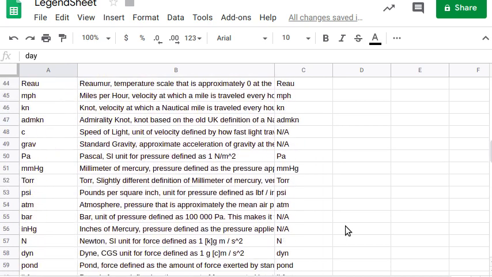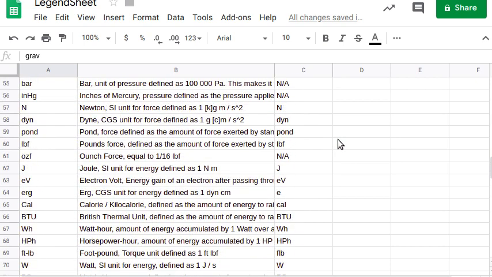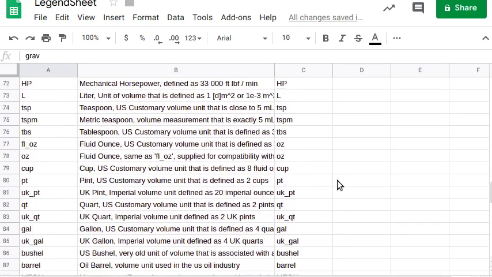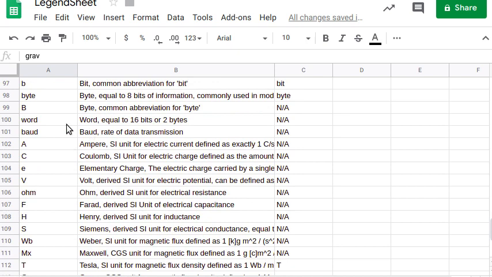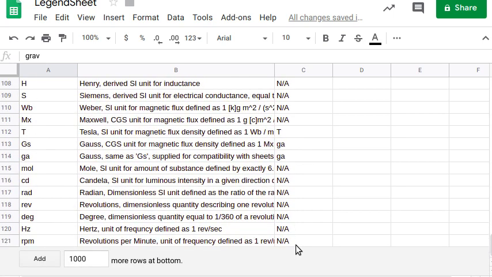And what else have we got? The gravitational constant is in here for standard gravity, which is a handy one to have. What else have we got? Let's see. Towards the bottom here we have bytes, bits, and informational units that are not supported. Some of them are supported, but not all of them are supported by Google Sheets. Baud rate. Here's a whole bunch of EM units that are not supported by Google Sheets. So luminous intensity, which is not supported, and rotational units, which are not supported.